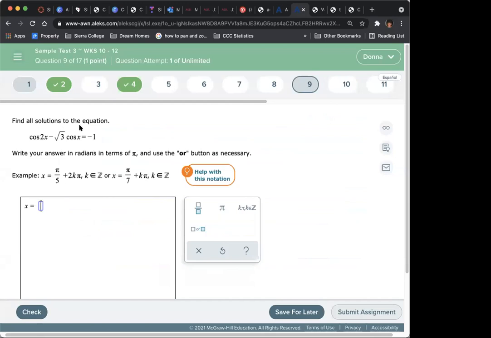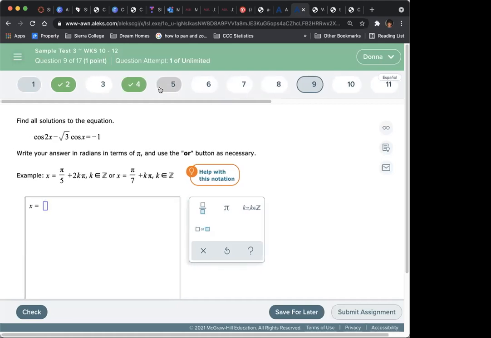All right, so for number 9, we have cosine of 2x. So let me share my screen so you can see that. Number 9 says cosine of 2x minus root 3 cosine of x is equal to -1. So we have cosine of 2x minus root 3 cosine of x plus 1 equal to 0. So again, I've written it in standard form. Let me share that on my screen.